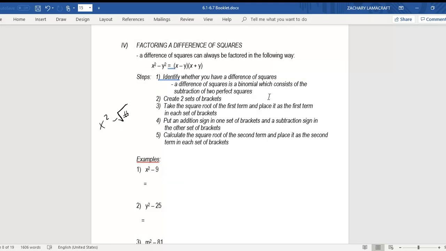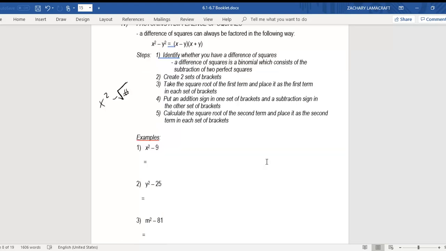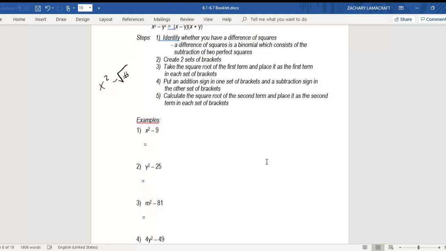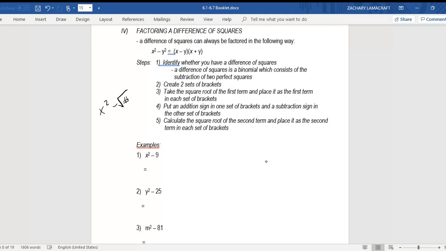So you're going to create two sets of brackets, take the square root of the first term and place it as the first term in each set of brackets, and put an addition sign in one of the brackets and a subtraction sign in the other. Calculate the square root of the second term and place it as the second term in the brackets. So that's talking about how we're going to take the square root of both this number and this number.